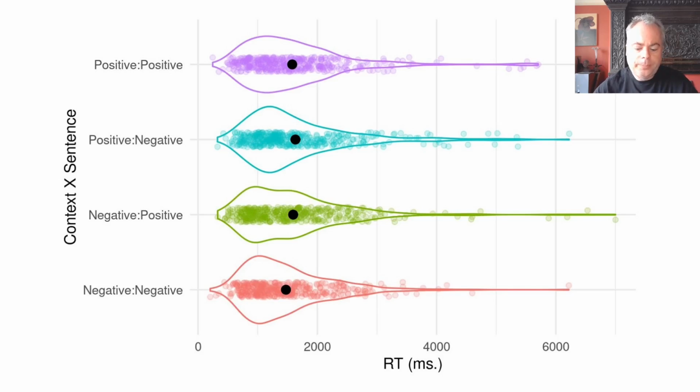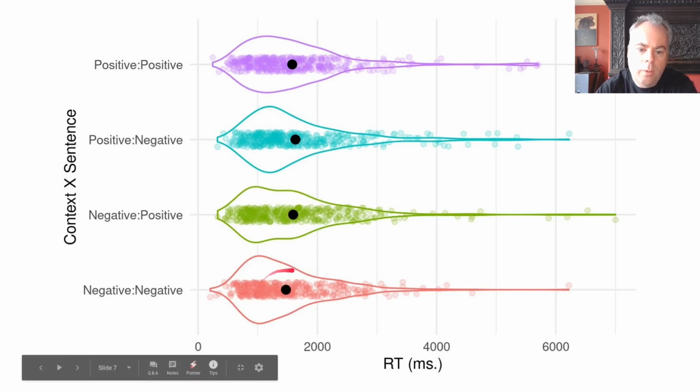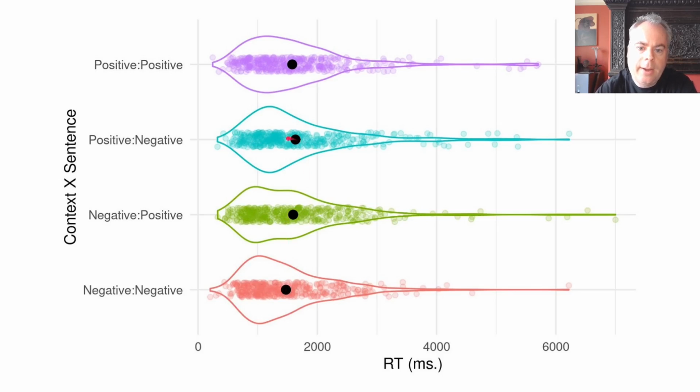So if you recall, we predicted that negative sentences were likely to be read more quickly in negative contexts than positive contexts. So down here, we've got negative sentences in negative contexts. Here, we have negative sentences in positive contexts. And if you just look at the difference between the average for these two, you can see that this reading time here does indeed seem to be a bit slower than reading time down here.